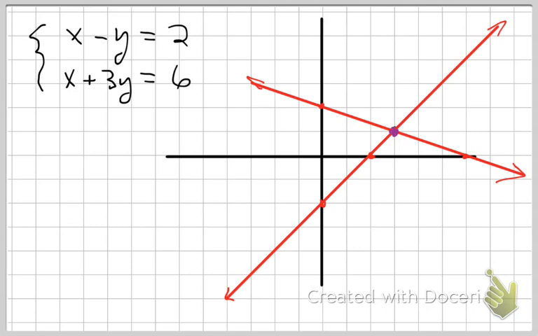Where they cross? And where do they cross? There it is. All right? So intuitively, this is a great way to digest what we're talking about when we talk about a system and a solution to the system. The point that makes both of them true would be a point that both lines pass through, which is their intersection. All right? And that's great.